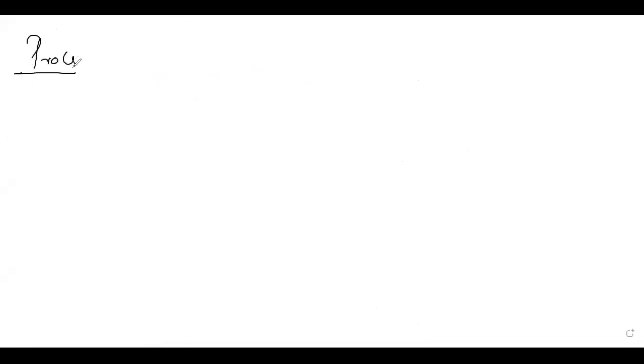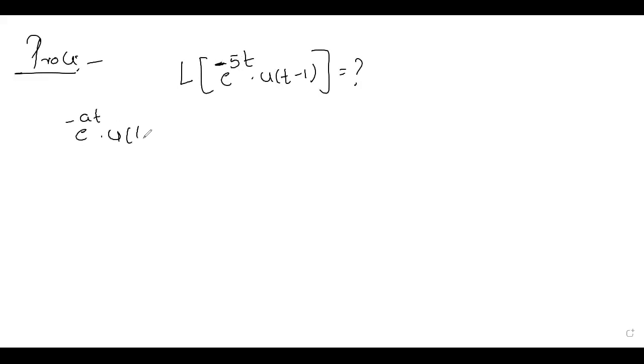Next, some other procedure. What we have to find? We have to find the Laplace transform of the signal e power minus phi t into u of t minus 1. So what is the reference pair I have to take? Exponential signal, unit step is there. So first I am taking the known Laplace transform pair e power minus at into u of t. What is its Laplace transform? 1 by s plus a. And what is its ROC? Real part of s is greater than minus a.